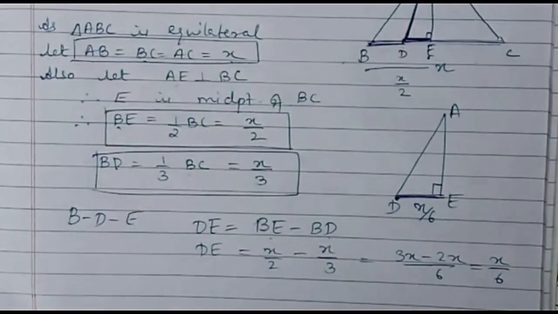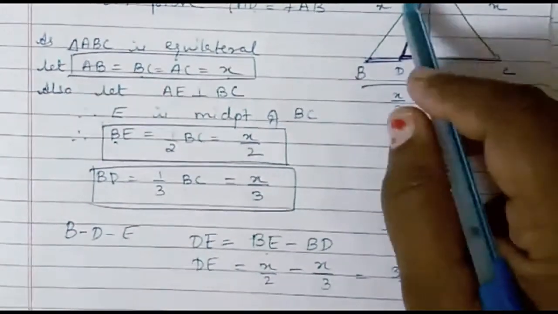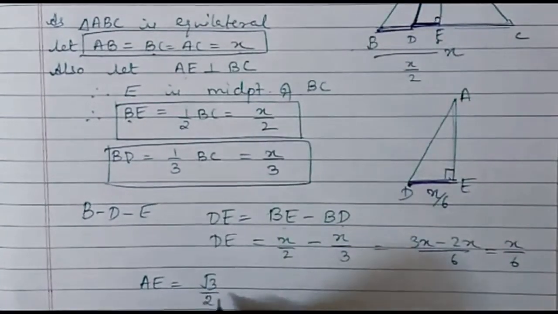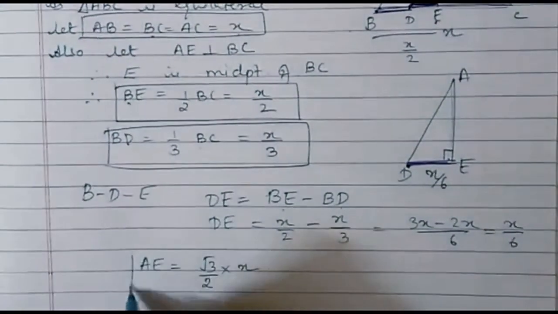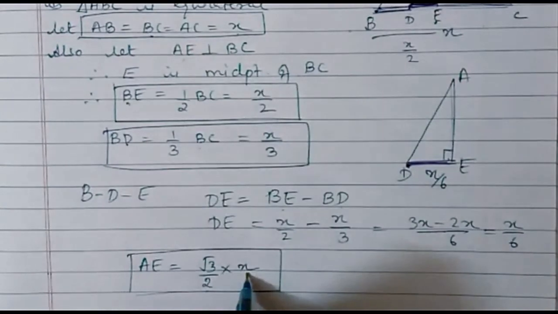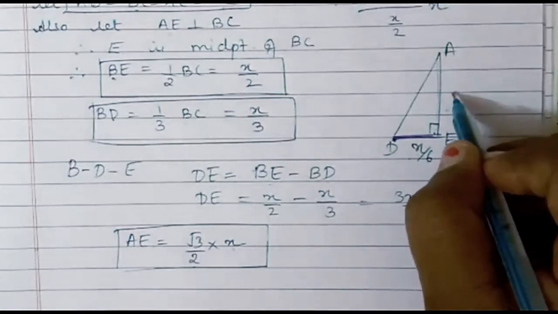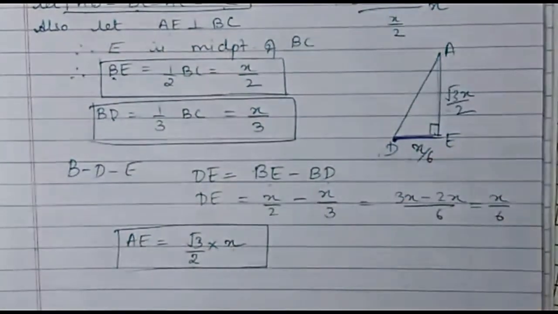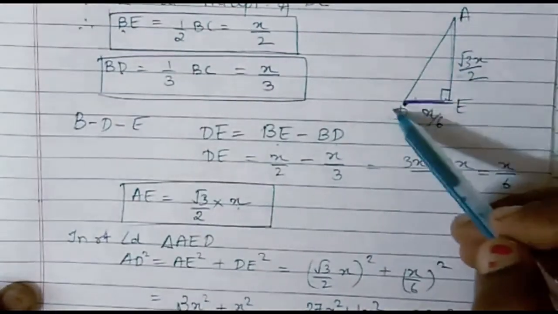Okay. So now AE, which was an altitude. We know that the altitude for an equilateral triangle AE will be equal to root 3 upon 2 into the measurement of the side, as the side of the triangle was x. So we got AE to be root 3 by 2 into x. So we got the value of AE as well as DE, right? These two things are presented here, root 3x by 2 and this is x by 6. So we can find out the hypotenuse AD by using Pythagoras theorem. You can see I have written about triangle AED. AD square is equal to AE square plus DE square.